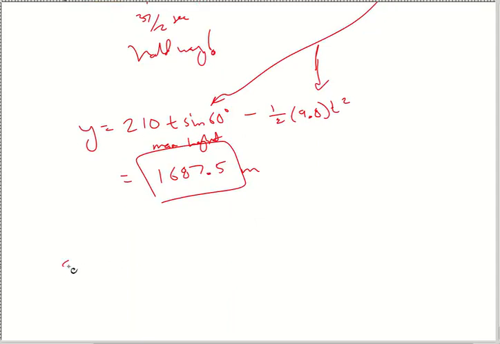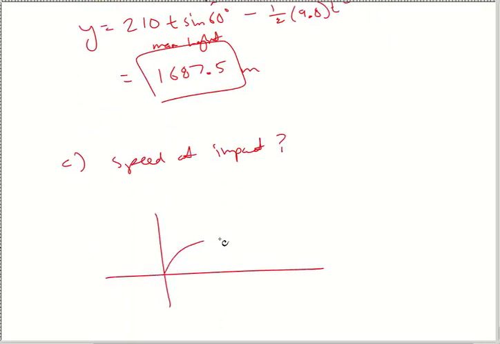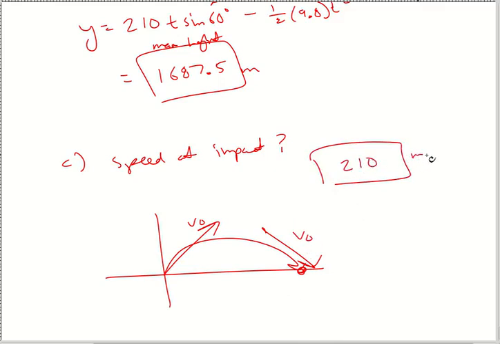Cool. Part C says, what's the speed at impact? Whenever it's coming in, how fast was it going there? Well, let me tell you, it was going up at some initial velocity. It's going to be coming down at that same initial velocity. Literally, there's your answer, 210 meters per second. Very fast, very easy. You can test that with like tossing a baseball in the air and all that stuff.